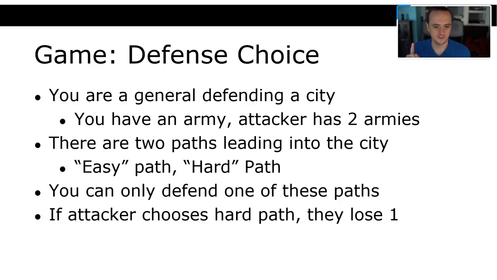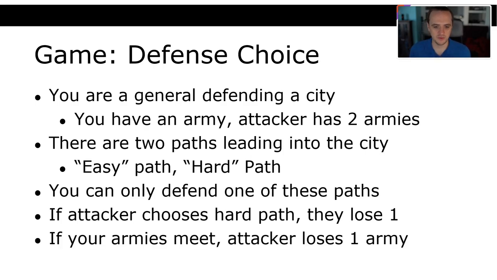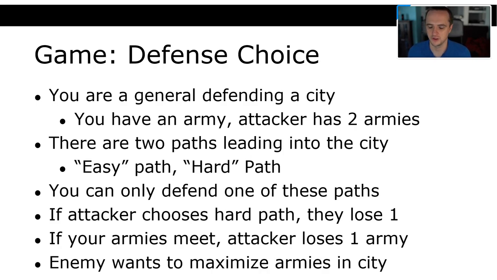One other thing, if the attacker chooses the hard path, then they're going to lose one army just because half the people died going through the hard path, okay? And if your armies meet, the attacker is going to lose one army. So if you choose the right spot, then you're going to defend it and the attacker is going to lose an army. And the enemy wants to maximize the number of armies in the city and you want to minimize that value. You want to maximize the number of armies killed.